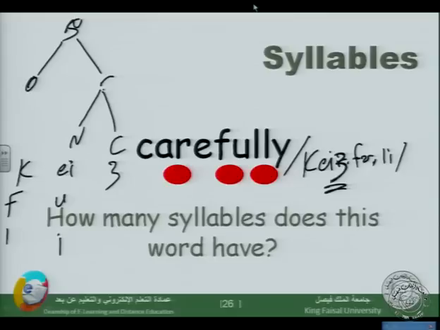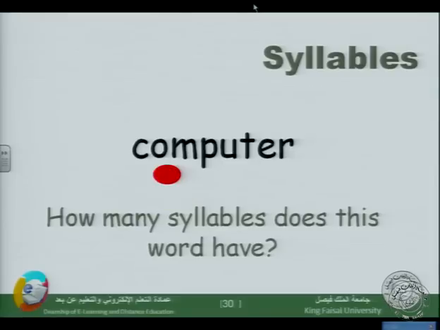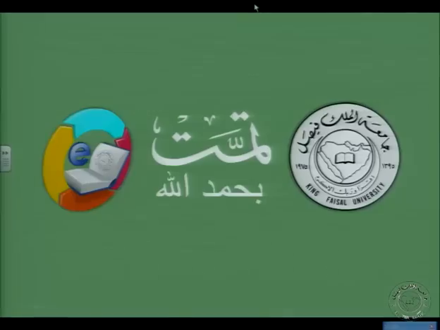Okay, for the rest now, I want you to pay attention to this word, mommy. We have 2 syllables, 2 onsets, 2 nuclei, and 1 coda. Computer. How many onsets? We have 3. How many nuclei? We have 3. How many codas? We have 1. How many syllables? We have 3.